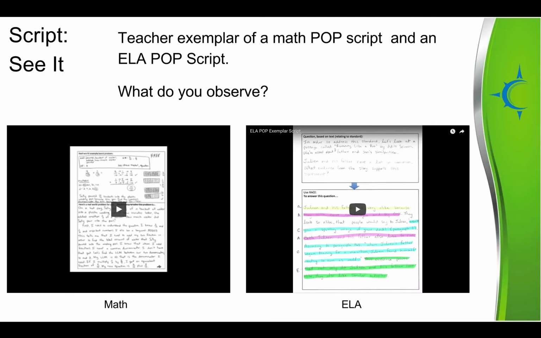Please pause this video to reflect on the question either aloud with a group or silently by yourself. Hopefully you noticed that a lot of writing is required for scripts. Each section is very detailed and there is a checklist at the end to make sure all components were addressed.